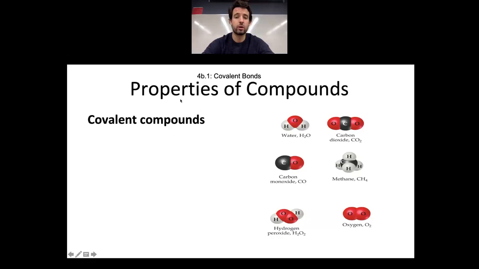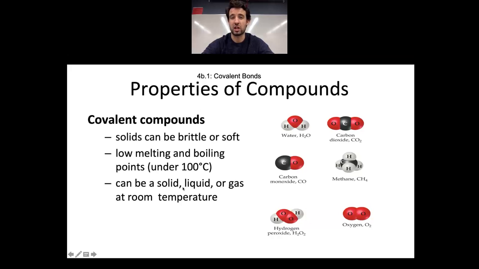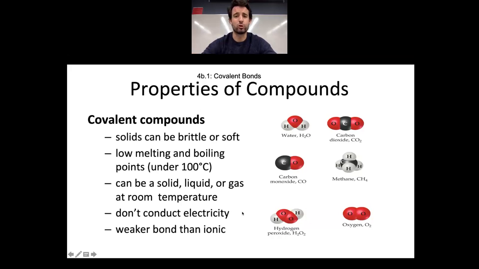So other things you need to know about in terms of properties, they have low melting points, low boiling points. They can be pretty much anything at room temperature. There's a lot of variation. They don't conduct electricity, and they have a weaker bond than ionic. Pretty much all of these are the opposite of what was true for ionic bonding. So when you think of an ionic bond, you tend to think of a crystal that kind of looks like a salt. When you're thinking of a covalent bond, think of the opposite of that, so like a liquid or a gas, or like an oily solid, something like that tends to be covalent compounds.